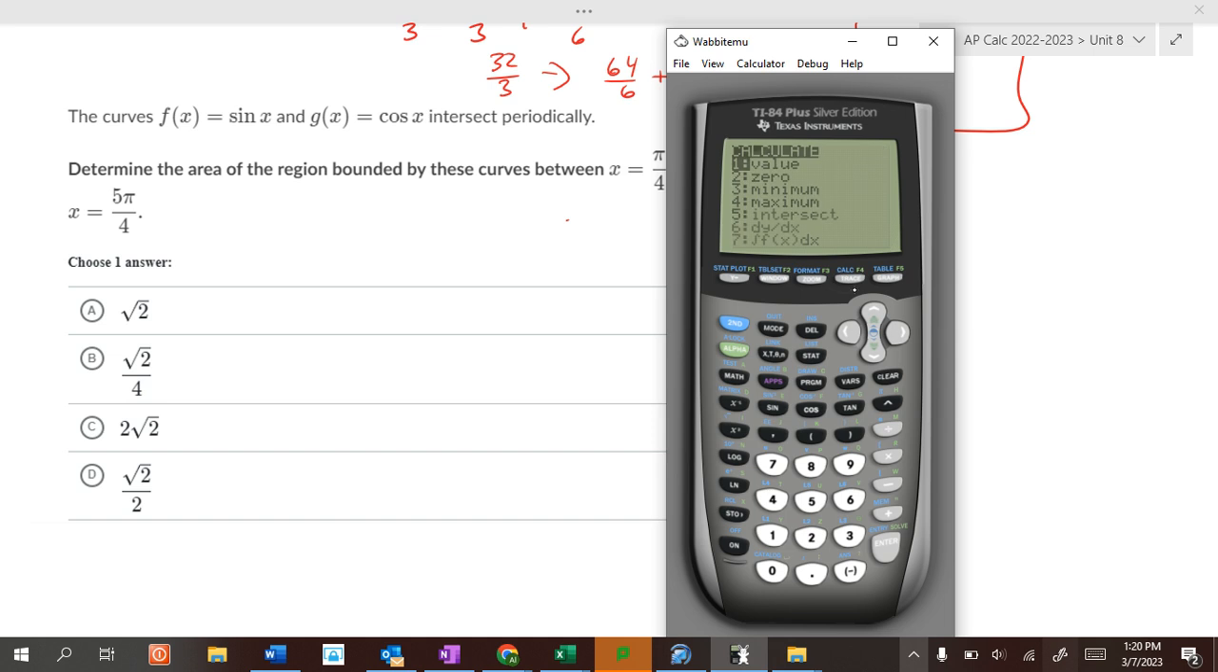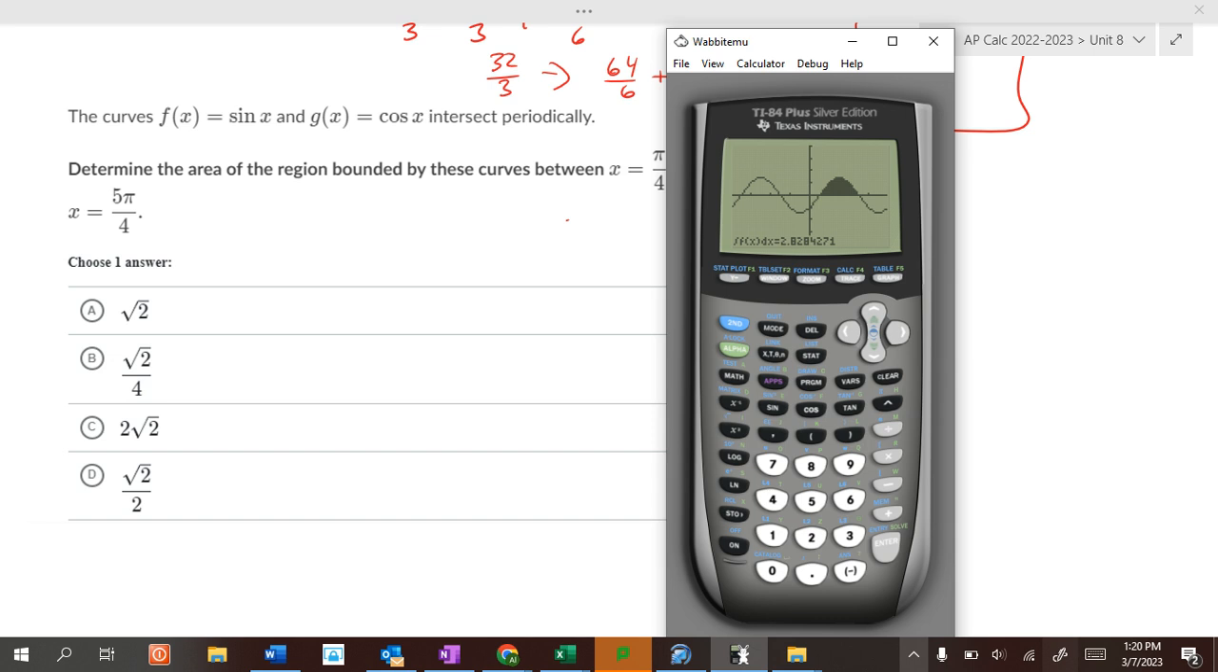And if I go second trace 7 from pi over 4 to, second, I need 5 in front of it. So it's 5 pi over 4. Enter. It'll shade it in and give me 2.82.